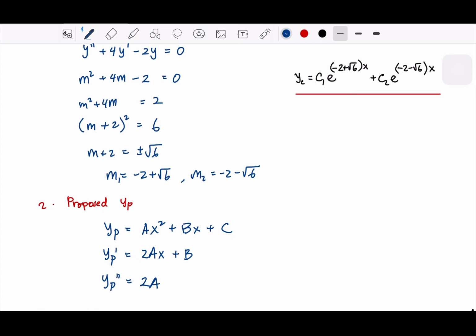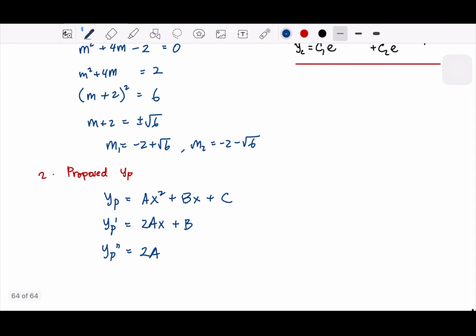And so if we think carefully, all these three terms, if we arrange them in some way, of course this will also connect to the other quadratic equations, right? It's supposed to make sense, this proposed yp. So then we could substitute yp, yp prime and yp double prime.